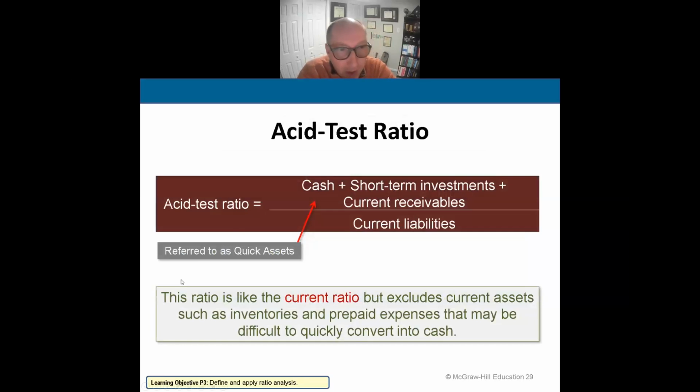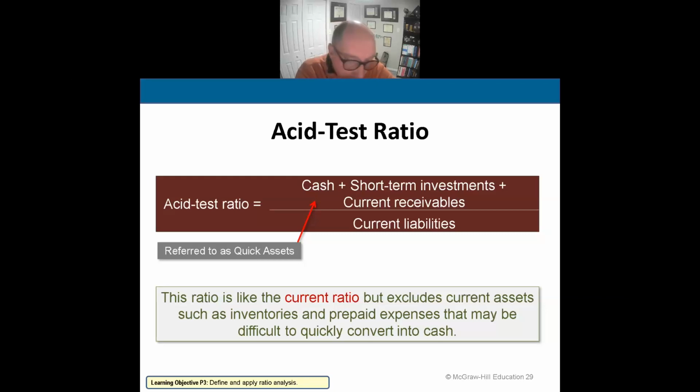The acid test ratio. The acid test ratio shows us how quickly the company can convert things into cash. We take cash plus short-term investments plus accounts receivable.